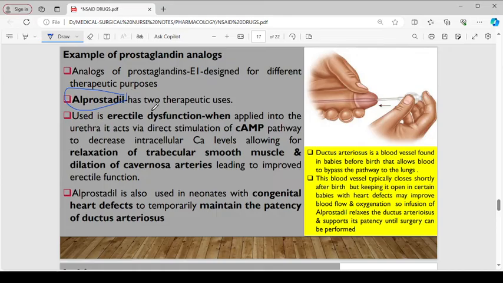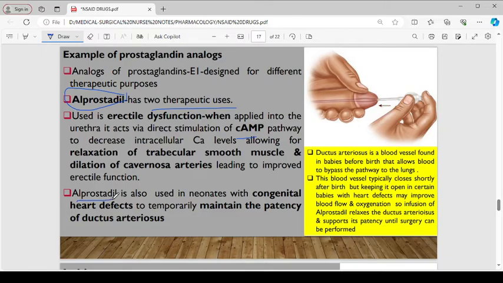So, starting with the first example, which is alprostadil. It has two major therapeutic uses. First of all, it is normally used in the treatment of erectile dysfunction. When it's applied onto the urethra, it can act via direct stimulation of the cyclic AMP pathway, and this decreases intracellular calcium levels, and this allows relaxation of the trabecular smooth muscle and dilatation of the cavernosal arterioles. This consequently leads to improved erectile function.